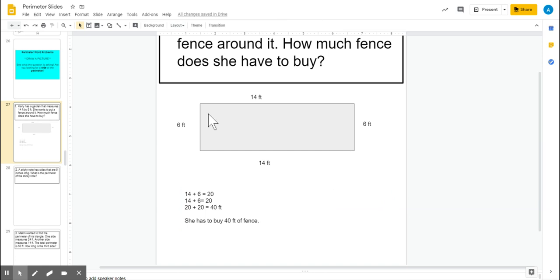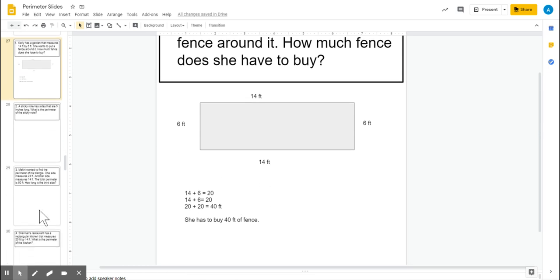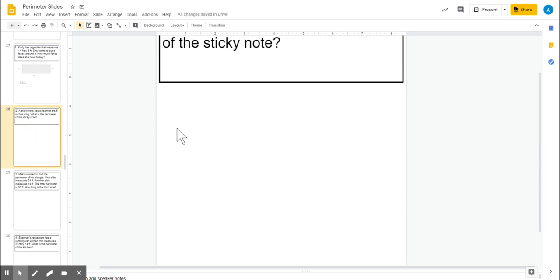All right, so I drew my picture, my measurements, and I was able to figure it out that way. Please put those pictures in. That'll help me figure out how to help you.